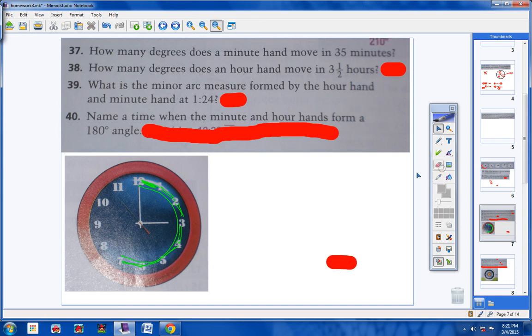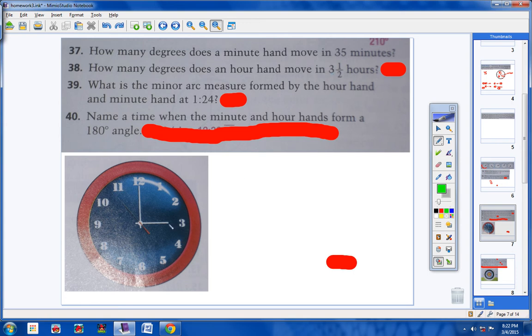Alright, now the next question says, how many degrees does an hour hand move in 3.5 hours? Alright, now think this through, please, guys. Here's the hour hand, okay? In 3.5 hours, in 3 hours, it'll move from here to here. That's 1 hour. Okay, let's back up and talk about this again. We're talking now about the hour hand, not the minute hand. Every hour, the hour hand moves 1 space. We're talking 3 hours and a half.